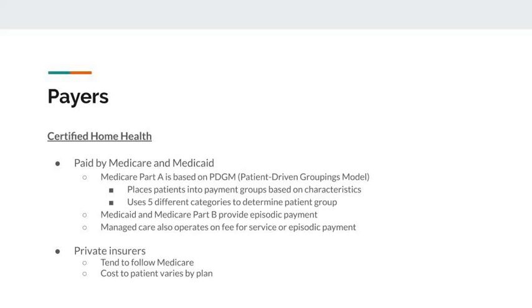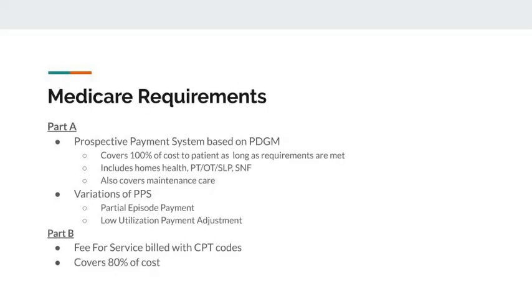Private insurers vary, but they tend to be fee-for-service or episodic. They don't pay 100% of the cost to the patient. Medicare Part A covers 100% of the cost to the patient as long as certain requirements are met. The patient must be confined to the home and currently under the care of a physician. Their plan of care must be periodically reviewed or updated by the doctor, and they must be in need of skilled nursing, PT, or speech on an intermittent basis, or have a continuous need for occupational therapy.